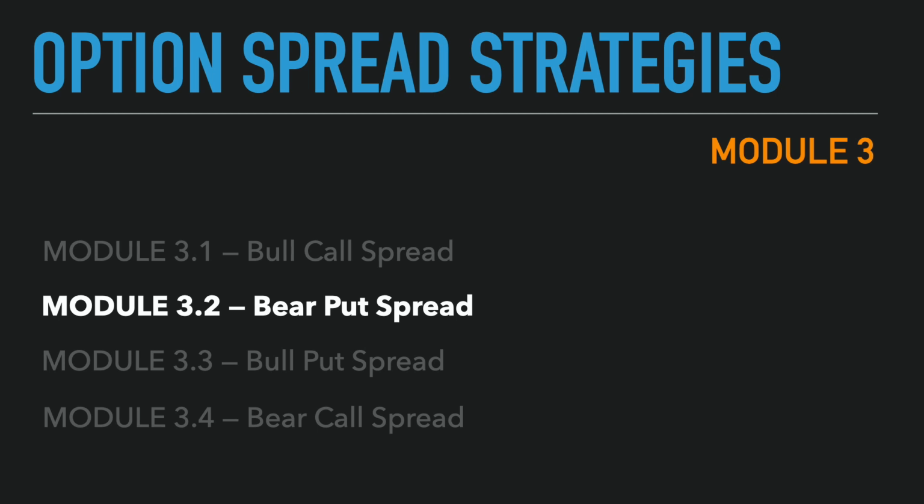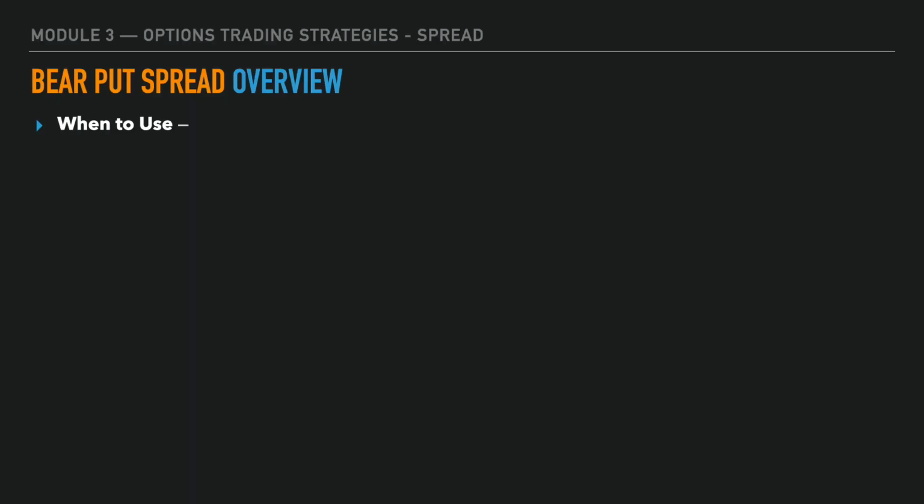Alright, let's get started. In the previous video, we mentioned that the best time to use a bull call spread is when you believe the underlying stock will go up, but the call option is overpriced. So what if you believe the stock will go down instead? What if you want to profit from a potential bearish move in a stock, but the put option is too expensive to own? Then that is exactly where the bear put spread comes into play.